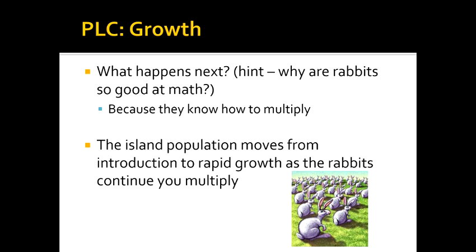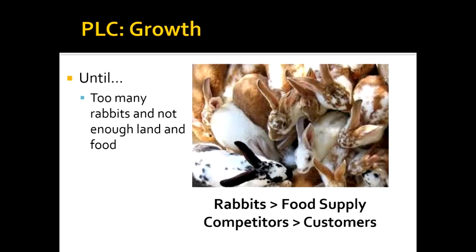So this is the growth stage that we're talking about. You have a few rabbits and they have children and their children have children, and growth is exponential. It's increasing at an increasing rate until what happens? There's too many rabbits, all right? Not enough land and food on the island.